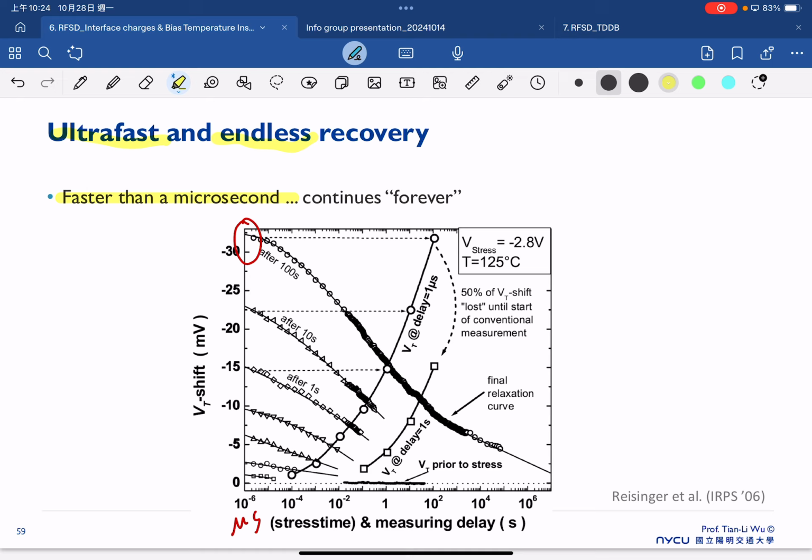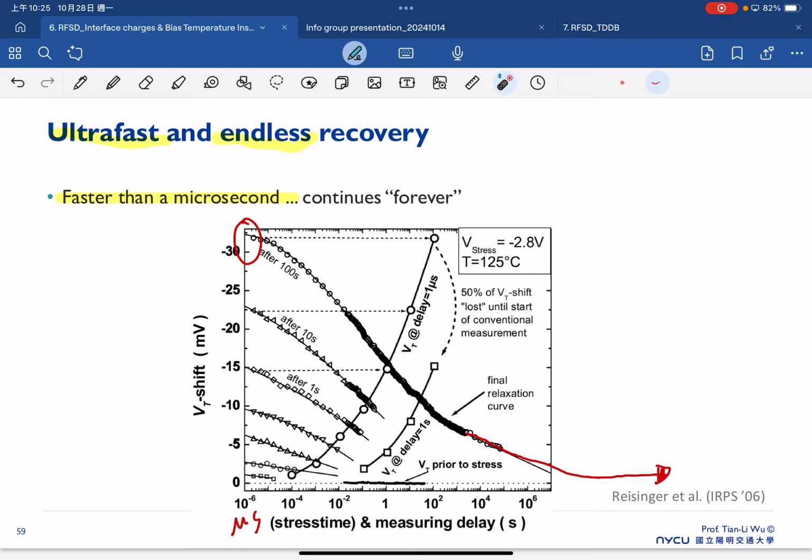But another problem is that since we cannot get the full recovery, but still have the partial recovery, if you have enough time and you just let it keep recovering, it becomes endless. That means the recovery will get slower, but it never goes back to your original zero here. So that's why we call it an endless recovery. It continues forever.